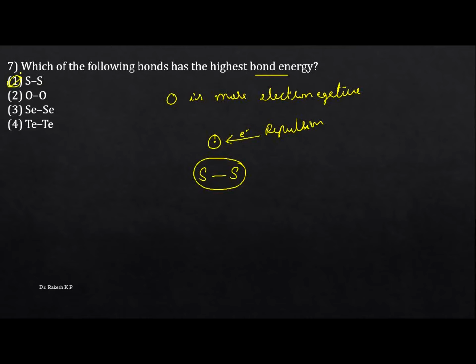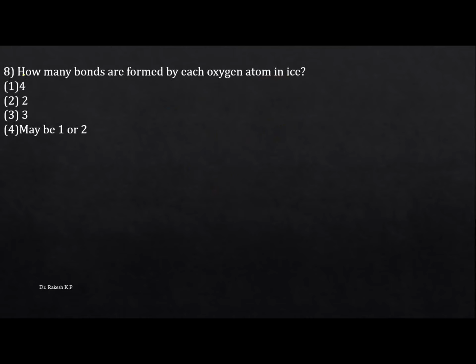Next one. How many bonds are formed by each oxygen atom in ice? Let me consider this here. This is water, and we know it has a bent V shape. I'm going to write it in this form. Consider this is one molecule. Here we can identify intermolecular hydrogen bonding. The same way here also we can identify intermolecular hydrogen bonding towards one more water molecule. But in this case, just identify this particular oxygen.